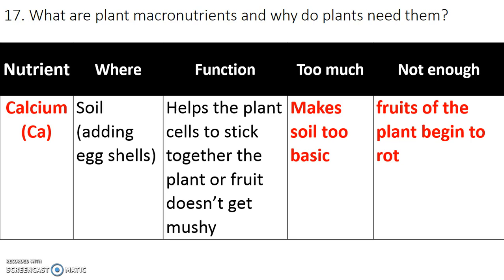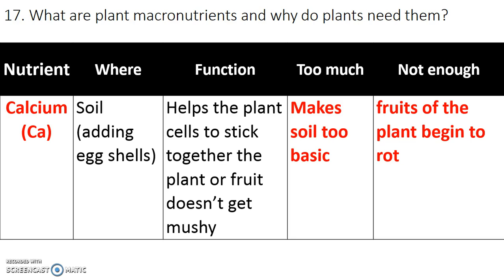The last couple macronutrients you need less of, but still they're very, very important. Calcium, again found in soil, and instead of adding this in fertilizers, a lot of people add this in the form of eggshells. They literally crumple up eggshells and put them in the soil. Calcium helps plant cells stick together, and it helps the fruits actually come out solid and not mushy.